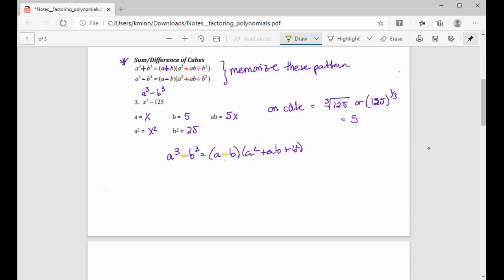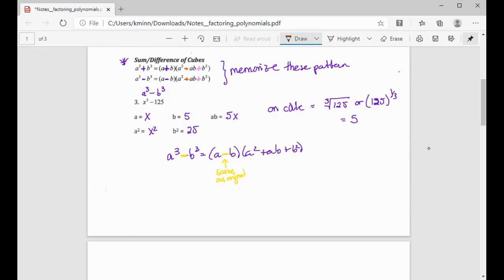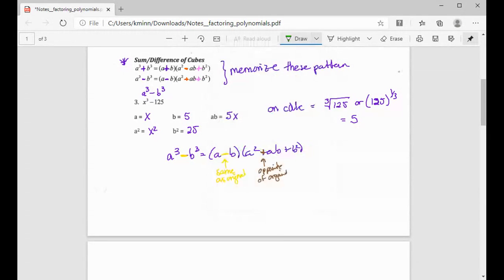These will be the same as the original, whether it's plus or minus. The second one, here, this plus will be the opposite of the original. And then the last one, this here is always positive. Okay, that'll help you in memorizing.